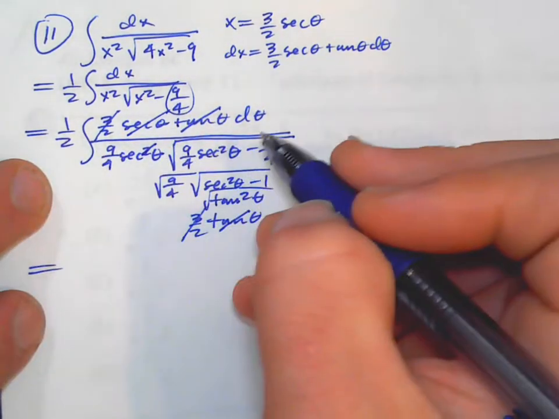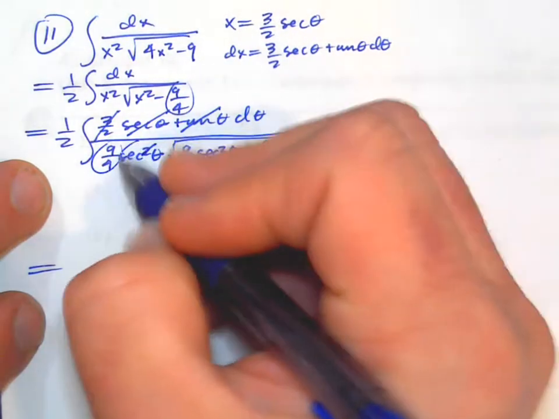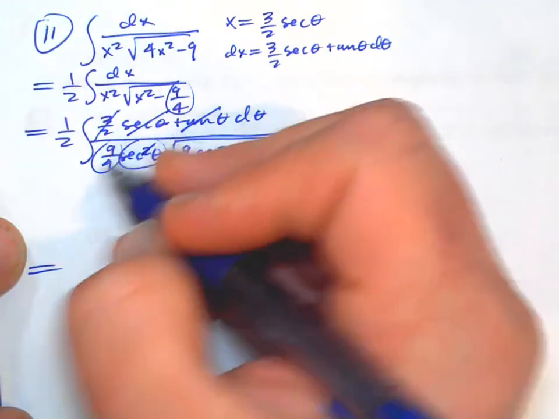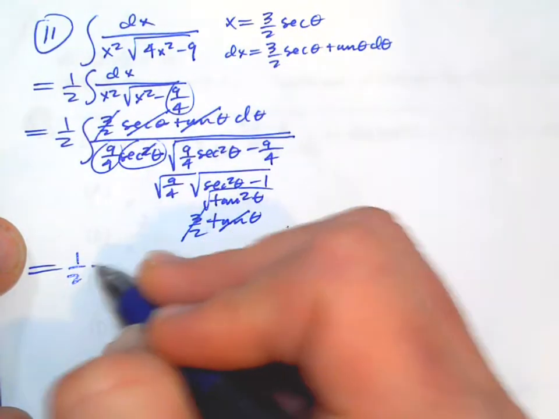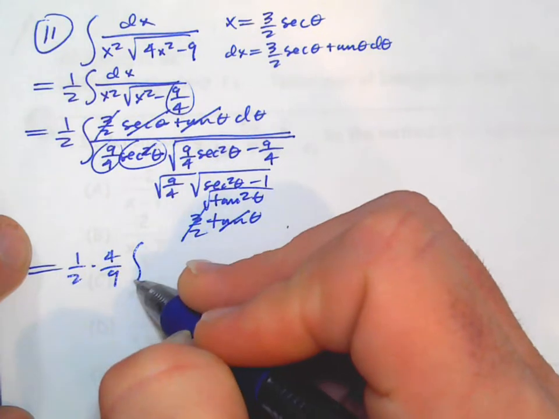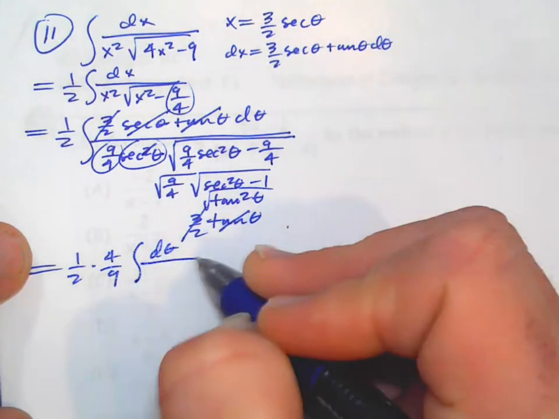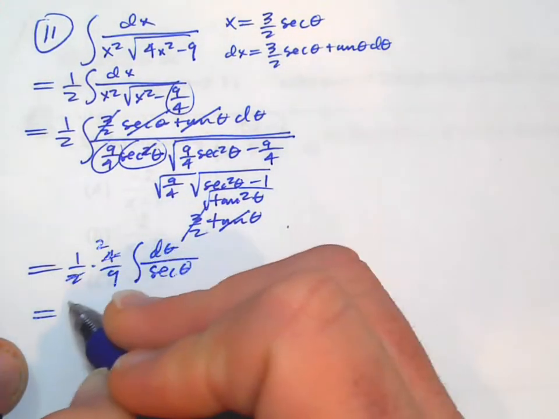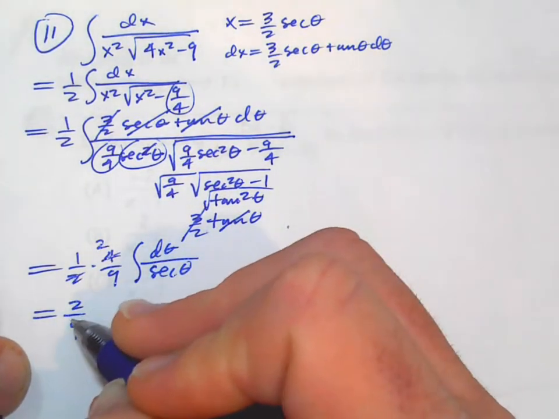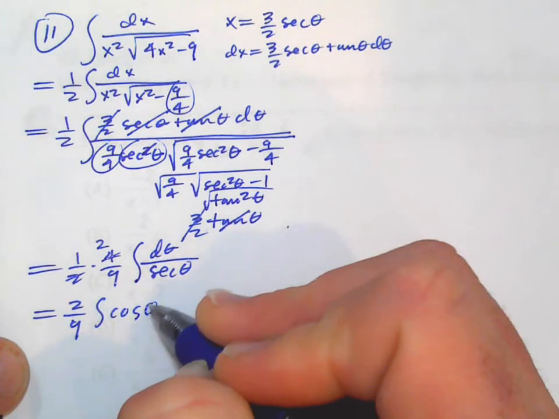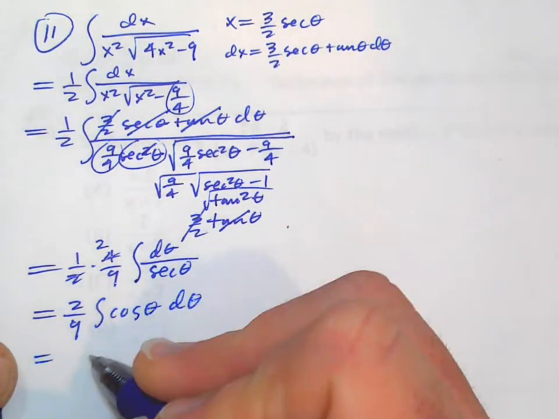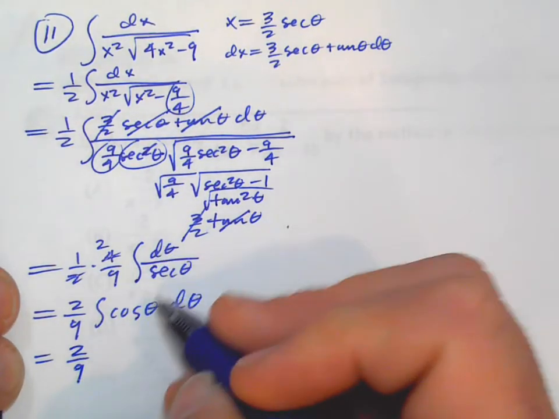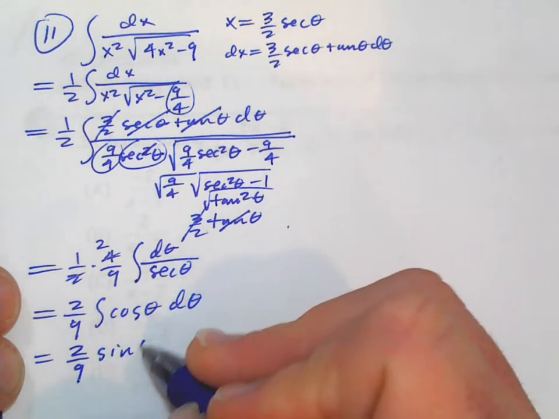So what we have left, I think, at this point is the 9/4 and secant theta on the inside. I'm going to move this 9/4 to the front by multiplying by the reciprocals. It's going to be 1/2 times 4/9. And then it's going to be d theta over secant theta, which is going to be 2/9. And secant is 1 over cosine. So really this is just cosine theta d theta. And so this is going to be 2/9 times the antiderivative of cosine, which is sine plus c.